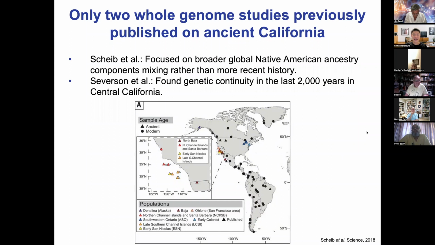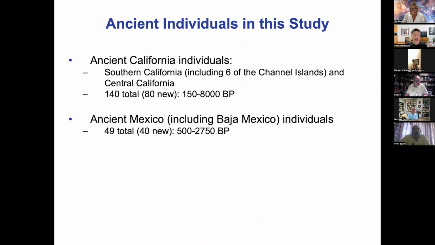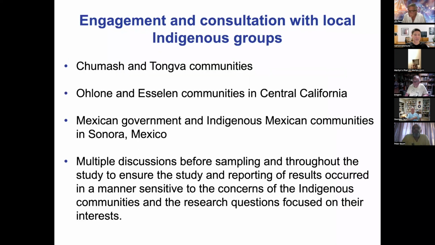So previous to this study, the only whole genome studies published on ancient California were in 2018 and 2022. The 2018 paper focused on broader global Native American ancestry components mixing rather than more recent history, while the 2022 study found evidence for genetic continuity in Central California over the last 2,000 years. So in this study, we studied data generated from the prior studies, as well as 80 additional ancient individuals who lived in Southern and Central California, and 40 new ancient individuals from Mexico, primarily from the Northwest region.